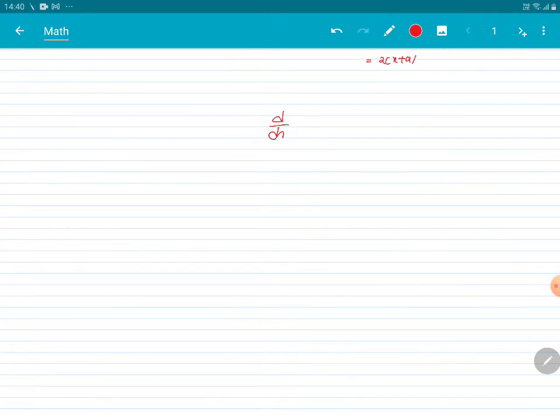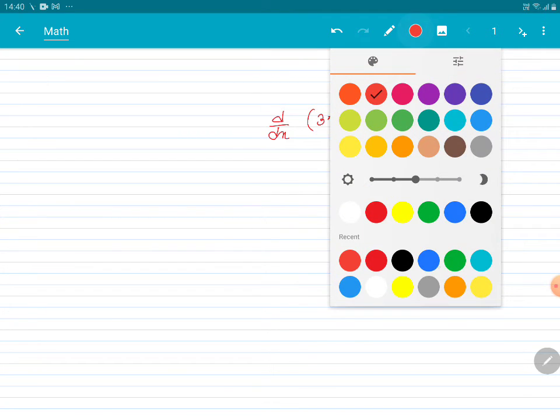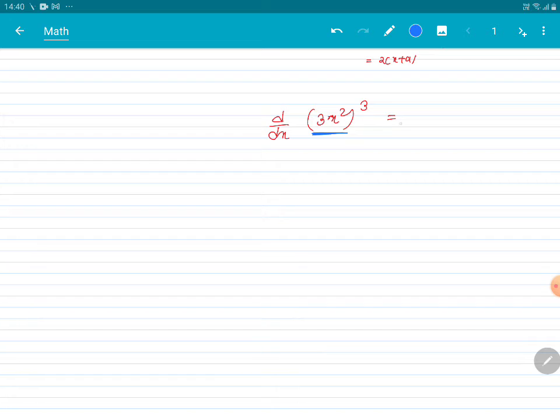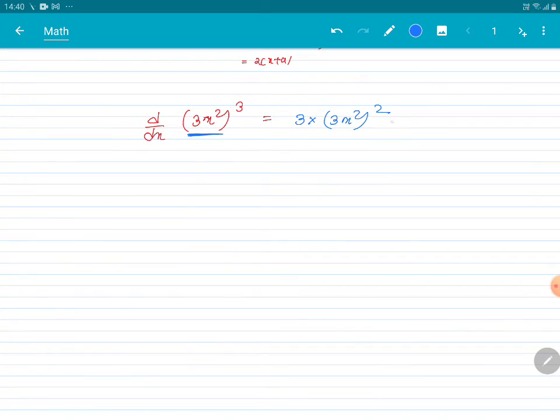If I write, what is the derivative of (3x square) whole cube? How to write this? One by one. First tell me, this is 3 into (3x square) whole square. Again, this is not x, so again apply the derivative of 3x square. What is the derivative of 3x square? 3 is constant, and the derivative of x square is 2x. Solved. Answer 6x.